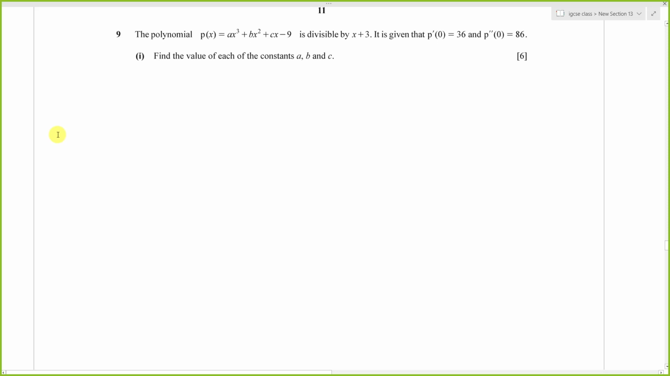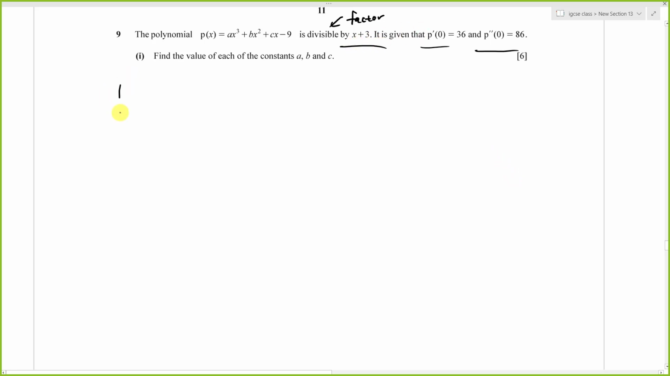So the polynomial p(x) is divisible. Divisible means factor at the same time. That means your remainder will be 0. This is the idea of divisible. By x plus 3, it is given that the first derivative of p(x) at 0 is 36, and the second derivative of p(x) at 0 is 86. Find the values of a, b, and c. Okay, we do the divisible thing first.